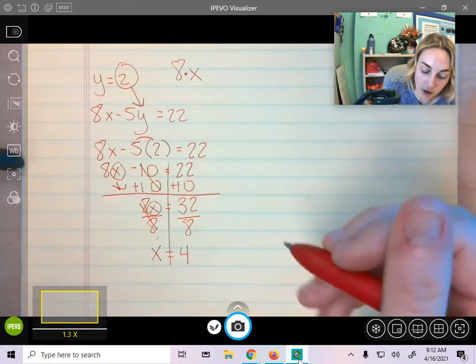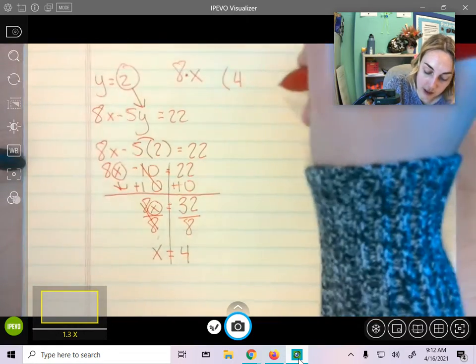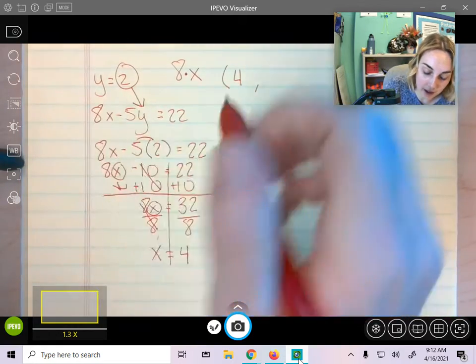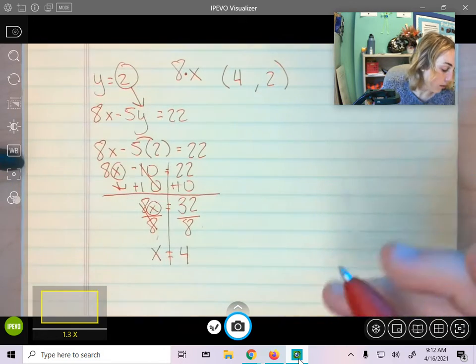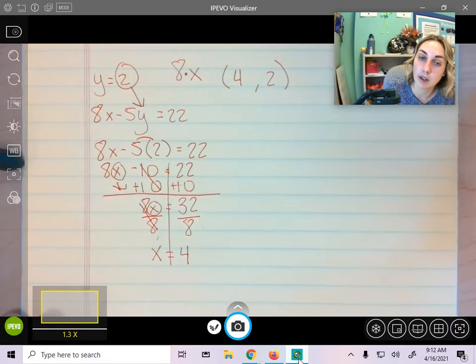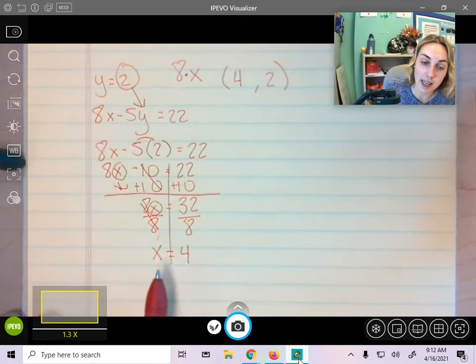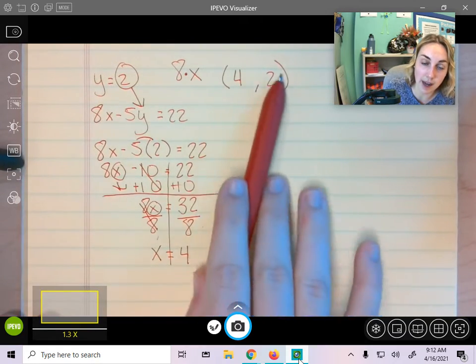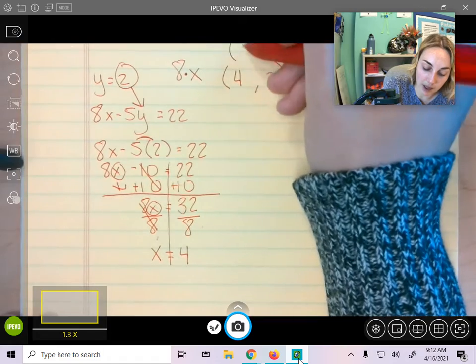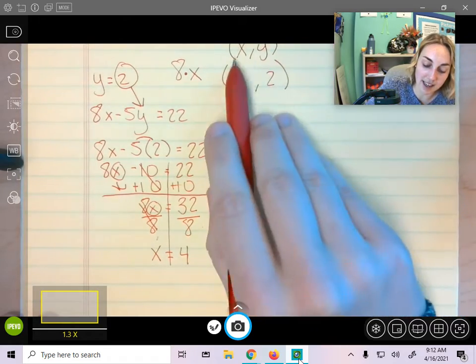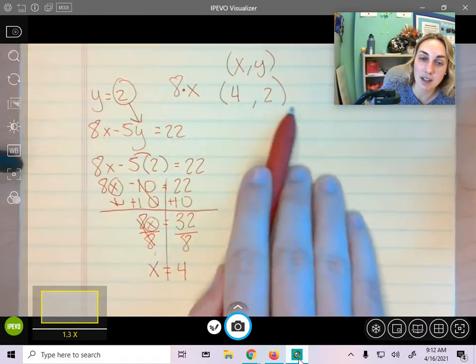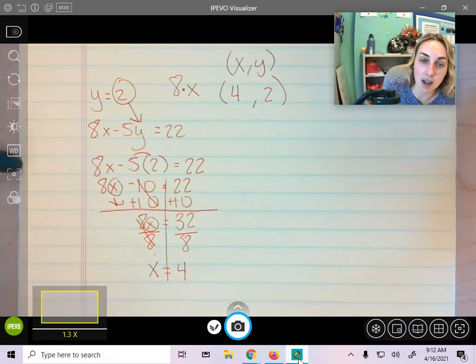All right, so my x value is 4. My y value is 2. So I have solved. Okay. In this case, they already gave me my y value, so I only had to solve for my x value. So now I have it in my ordered pair. So remember, when you have an ordered pair, your first number is always an x, your second number is always a y. So make sure when you write out your ordered pair, you're good to go.